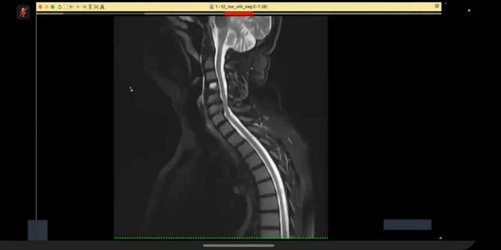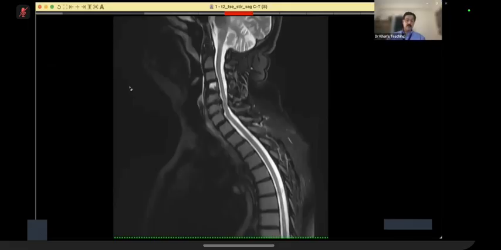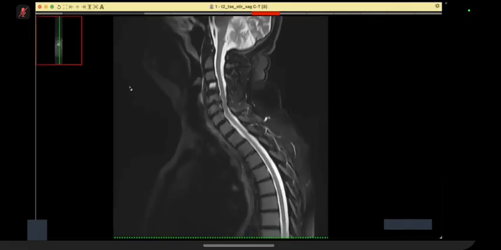Yeah, on the STIR sequences, the vertebrae look uniformly bright. Right, so what is your conclusion? My conclusion is diffuse marrow infiltrative pathology in this case.